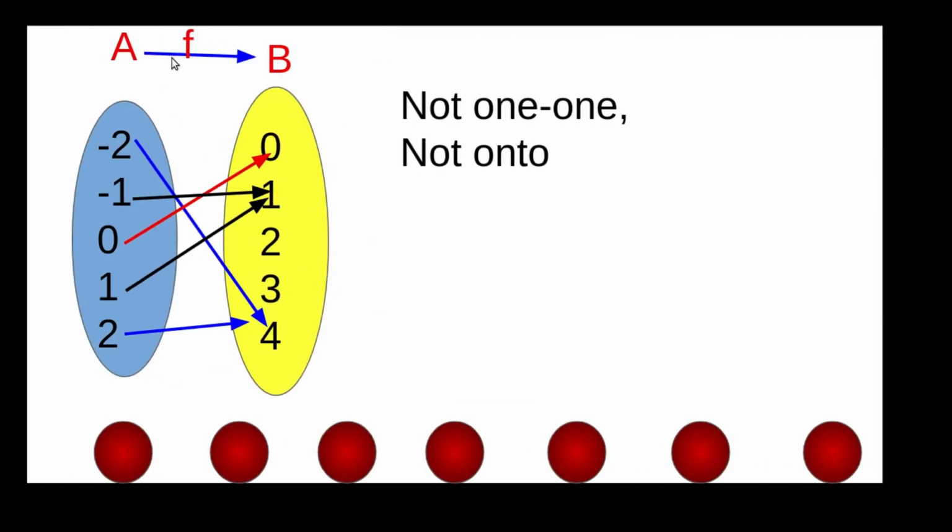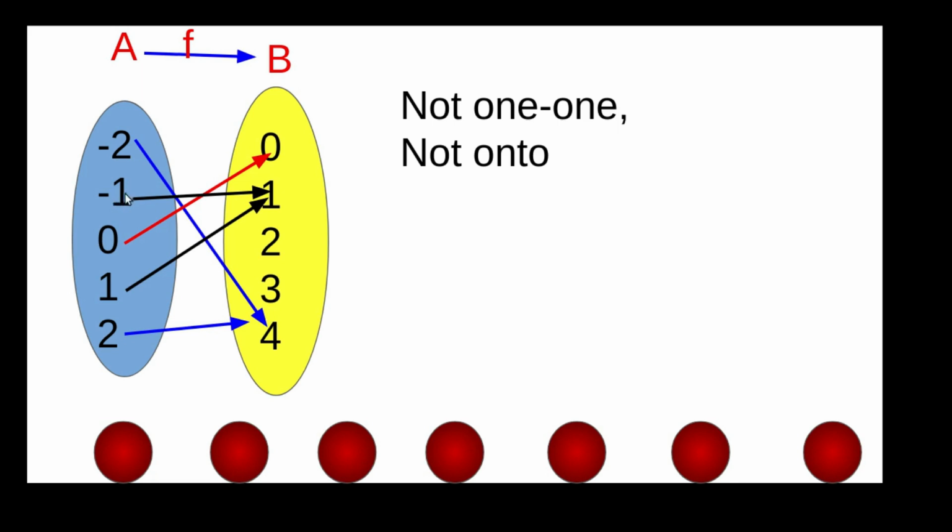Now consider a function from A to B: minus 2 to 4, 2 to 4, minus 1 to 1, 1 to 1, 0 to 0. Here the function is f of x equal to x squared. The image of minus 2 is 4, the image of 2 is 4. Minus 2 is not equal to 2, but f of minus 2 is equal to 4 and f of 2 is equal to 4. So this function is not 1-1.